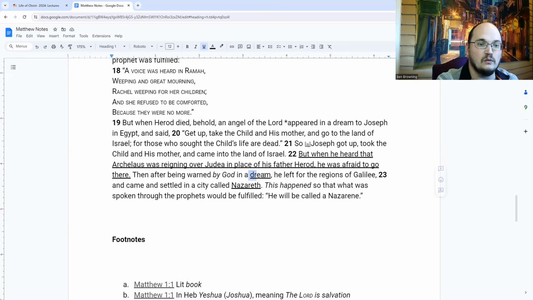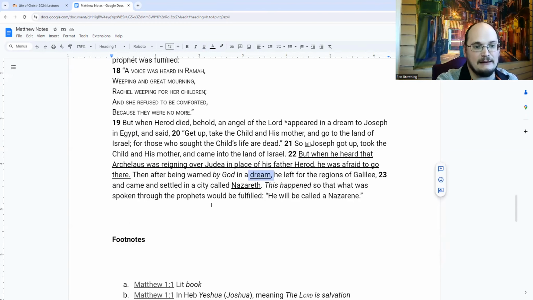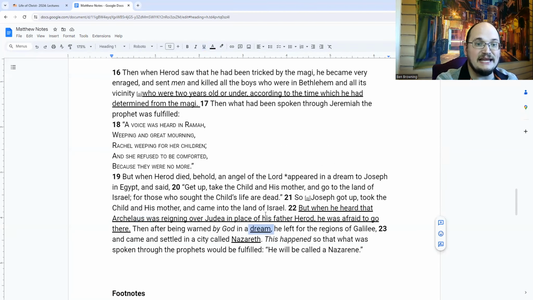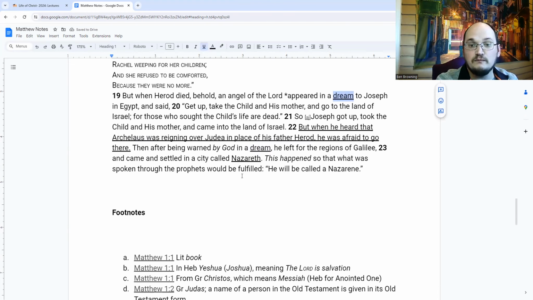And then finally, we see he's warned in a dream, another dream. So we see a lot of dreams happening here. And actually, we missed one dream there. We saw him warned in a dream that he could go back. But now, instead of going to the area around Bethlehem or Judea or Jerusalem, he's going to go to Nazareth, which is going to become important because Jesus is going to be a Nazarene, not in the sense of taking the Nazarite vow, but in the sense of being from Nazareth.